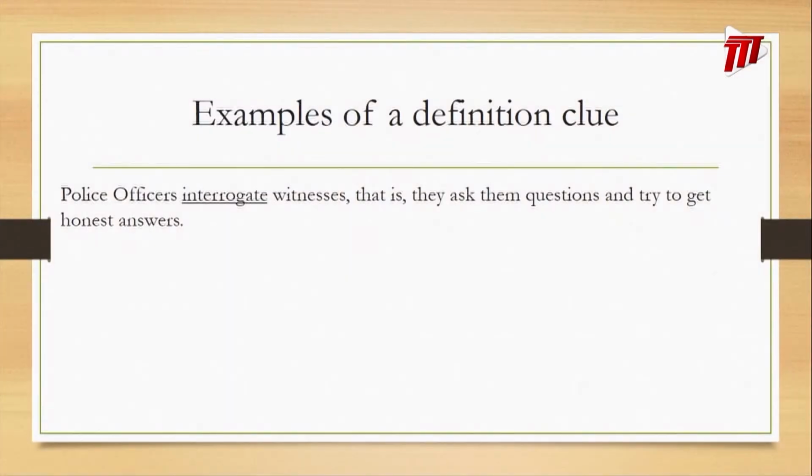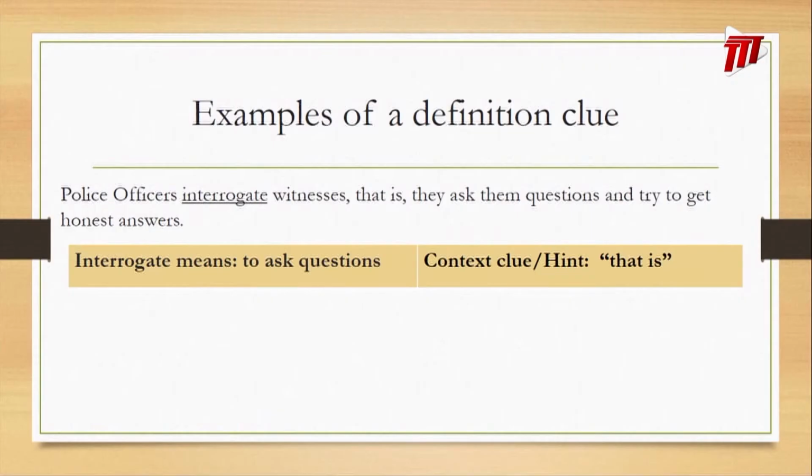Let's look at some examples. Police officers interrogate witnesses. That is, they ask them questions and try to get honest answers. What do we mean by the word interrogate? Are you seeing the signal words in that sentence? Yes. The hint is "that is." So interrogate means what? That is, they ask them questions. So interrogate means to ask questions. The clue here was "that is."